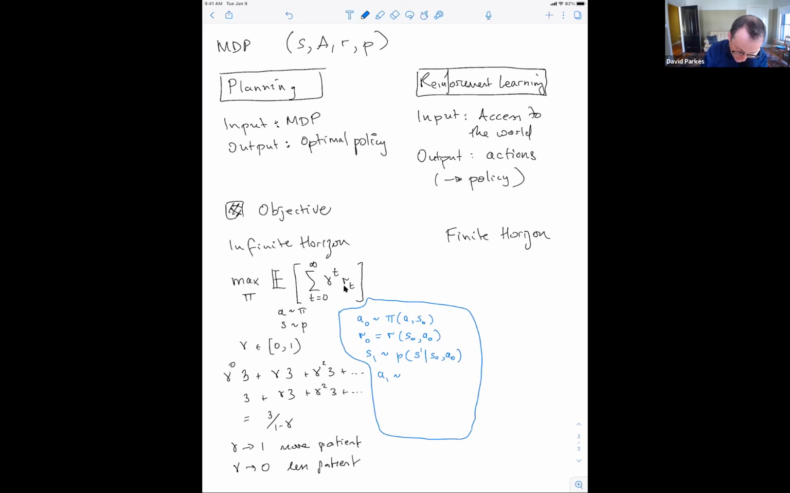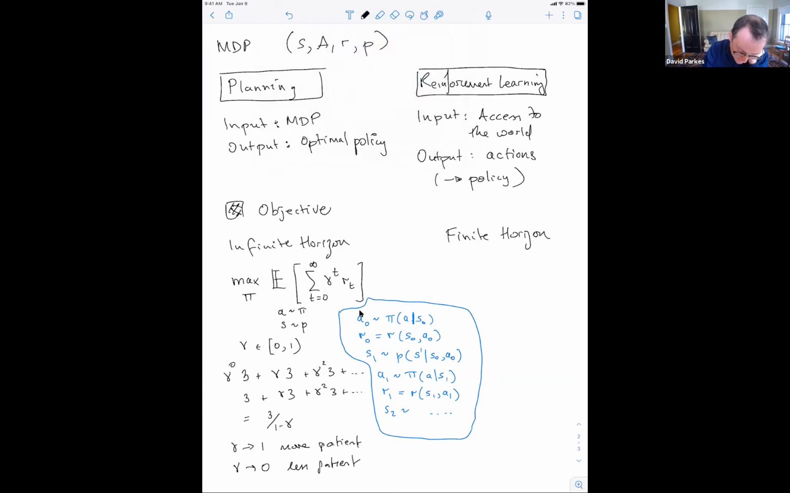Then we would sample A1 from the policy given S1. Sorry, I should have written that as a given up there. Policy given S1, and then the reward would be the reward given that we've just taken action 1 in state 1, S2. You can see how we're using the randomized policy and the transition model to induce this random sequence over rewards into the future that correspond to a policy. And then the infinite horizon planning problem is to find a policy that maximizes that expected discounted sum into the future.